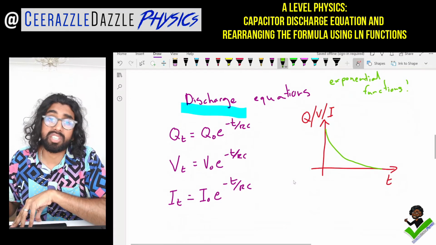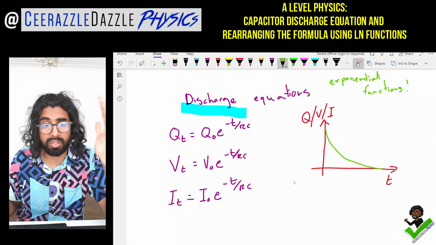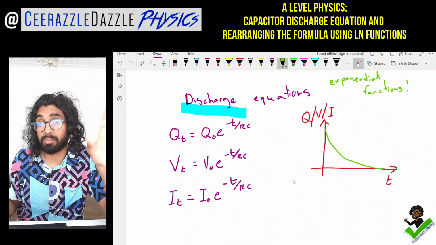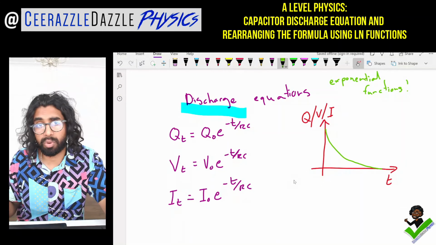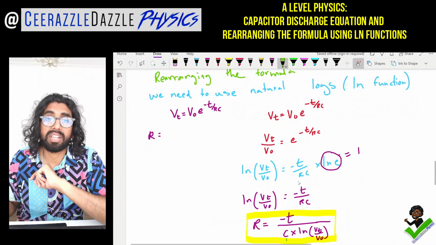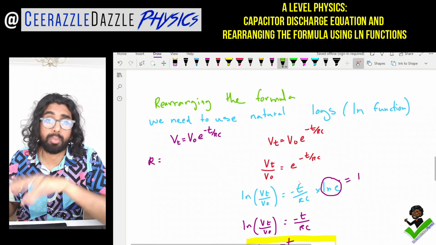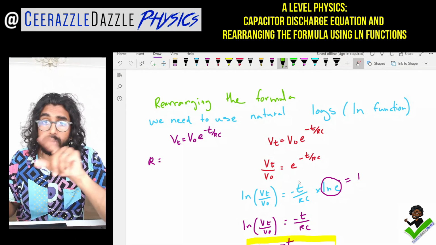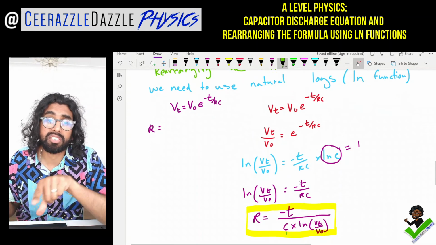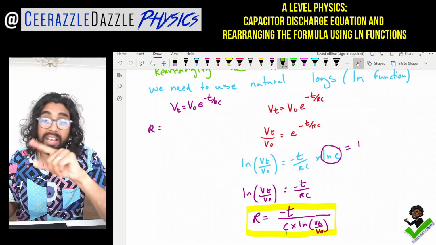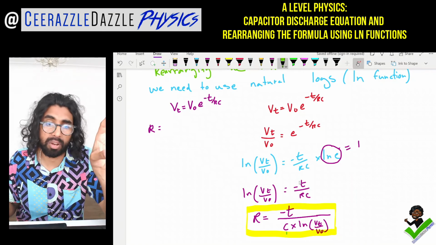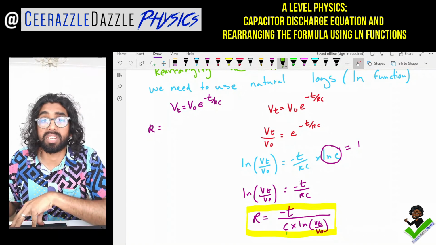Scrolling down, we then did discharge equations. I introduced you to the charge, voltage, and current equations for discharge. All of them obey the same principles. My previous video has more information on that. Then I asked how we rearrange it to make one of the exponents the subject of the formula. We've got to use lns here, so make sure you brush up on your math skills. I made R the subject of the formula. Make sure you're able to do that yourself. I took the ln, ln e is equal to 1, then I moved the R up, and then moved that whole thing underneath the minus t.